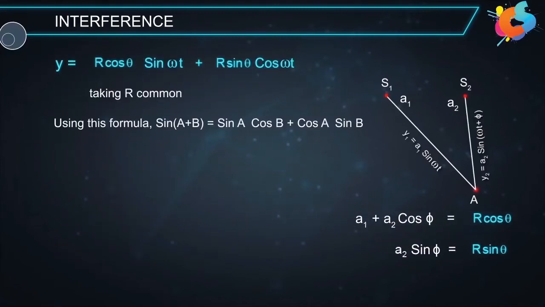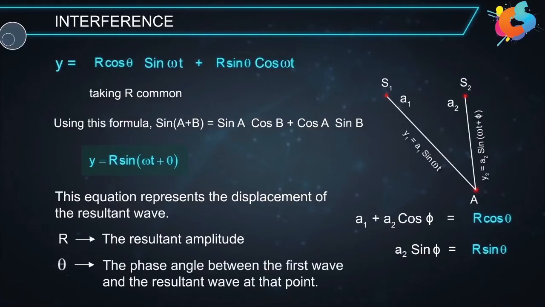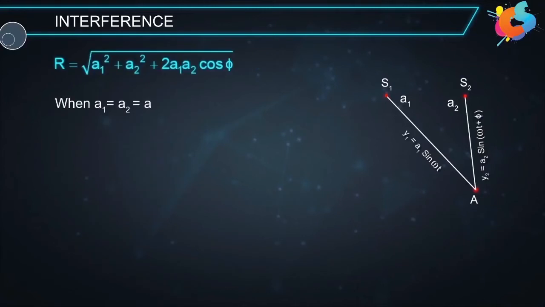Now take R as common. Using the formula sin(a + b) = sin a cos b + cos a sin b, we get Y = R sin(omega t + theta). This equation represents the displacement of the resultant wave. Here R is the resultant amplitude and theta is the phase angle between the first wave and the resultant wave at the point. The resultant amplitude R is equal to the square root of A1 squared plus A2 squared plus 2 A1 A2 cos phi.